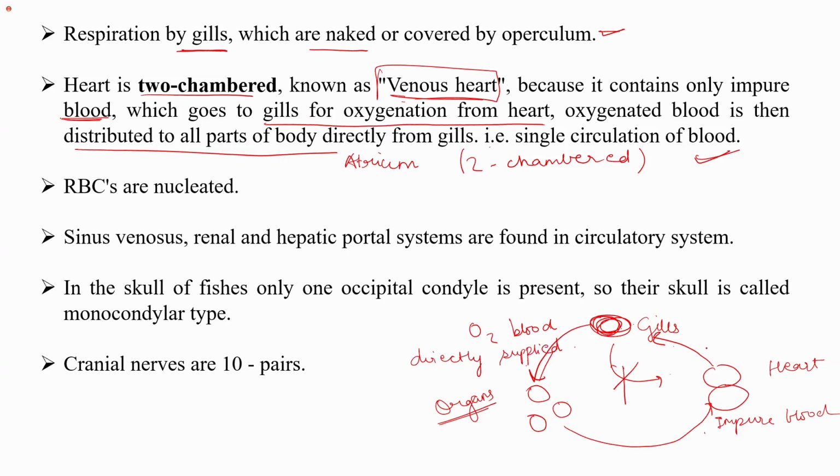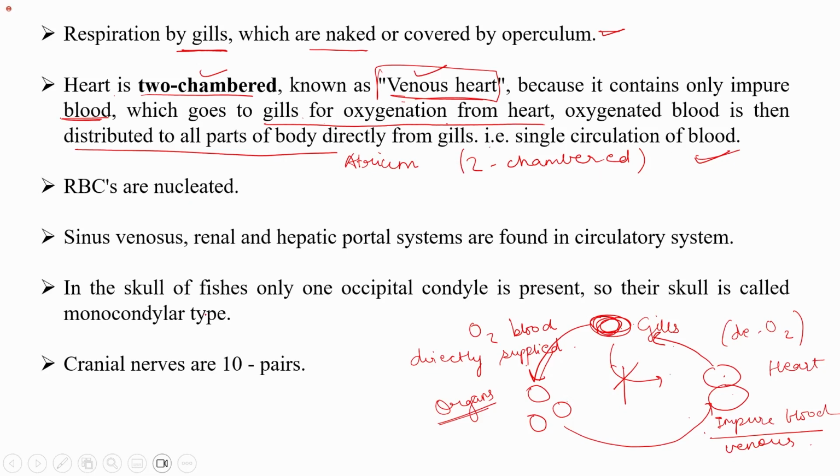So there is a single circulation. The blood reaches the heart only once, and it is the impure blood, the venous blood, that is deoxygenated. So the heart is two-chambered, known as the venous heart. It contains only impure blood, which is sent to all the parts of the body directly from the gills. That is a single circulation of blood.